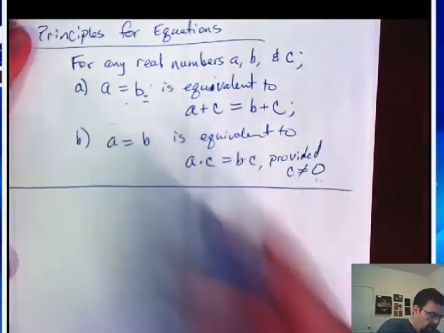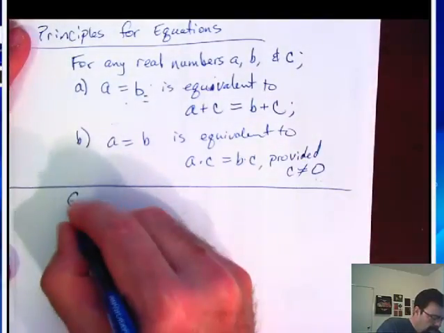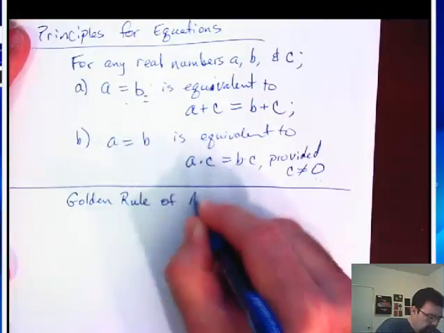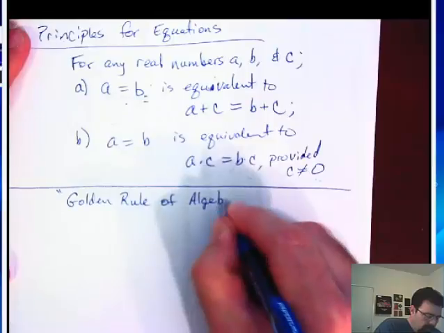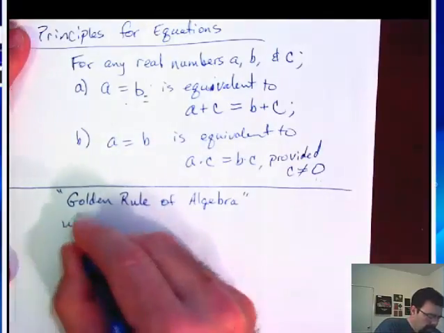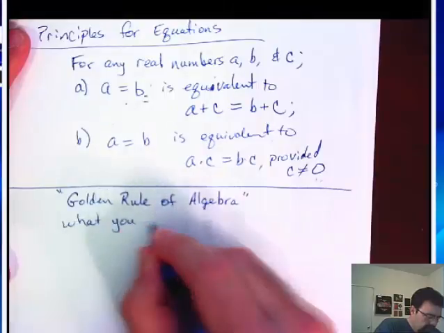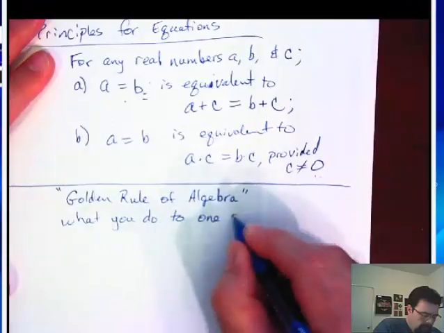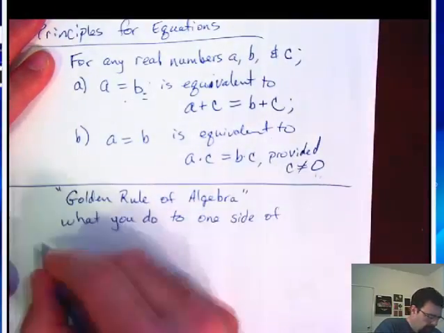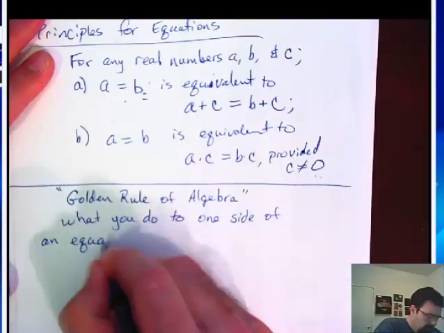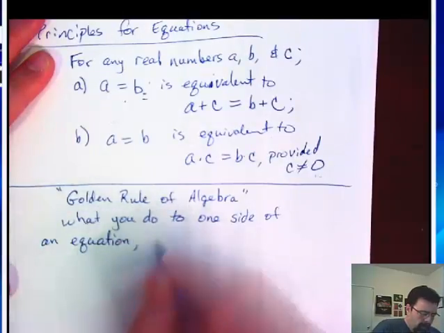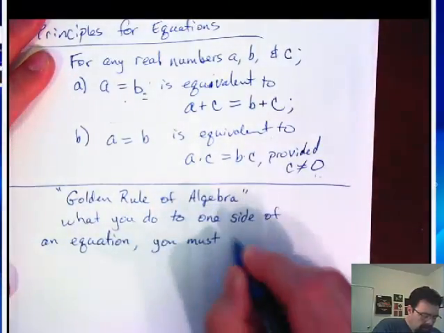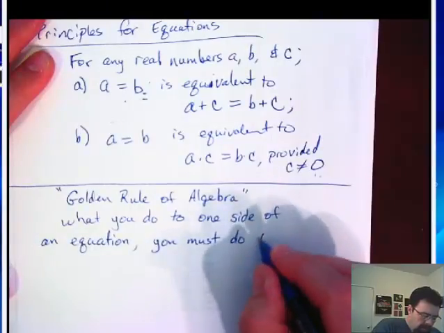So again, we commonly refer to these as the golden rule of algebra. Basically, what you do to one side of an equation, you must do to the other.